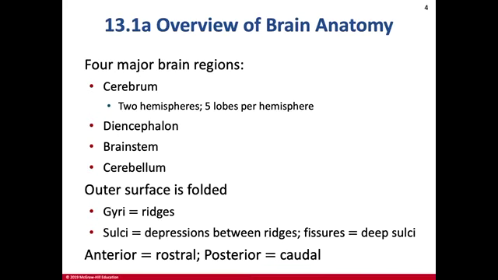Okay, the cerebrum has two hemispheres with 5 lobes per hemisphere, and the outer surface of the brain has ridges and grooves in it. Right, the gyri are the ridges, and the sulci are the grooves. The reason for these features is to increase the surface area of the brain, because the brain has to do a lot of electrical work in a tiny volume.